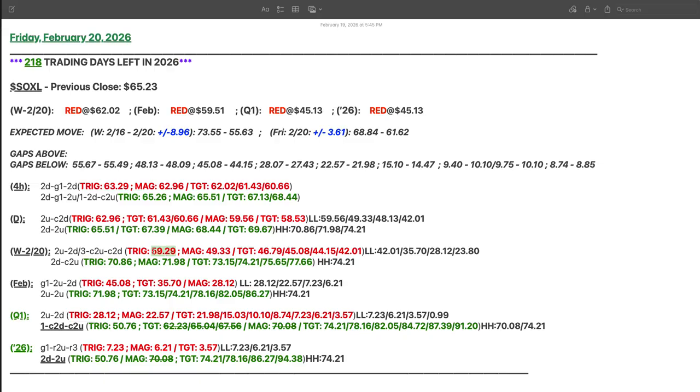So keep your eye on that. 59.29 would trigger the 2 up, 2 down, also locking in a lower high on the week time frame. Magnitude of that move going all the way down to 49.33. So just keep your eyes peeled for that.